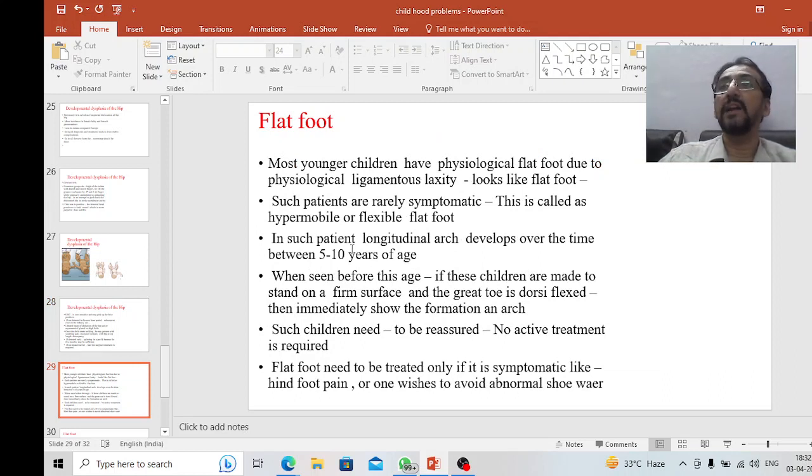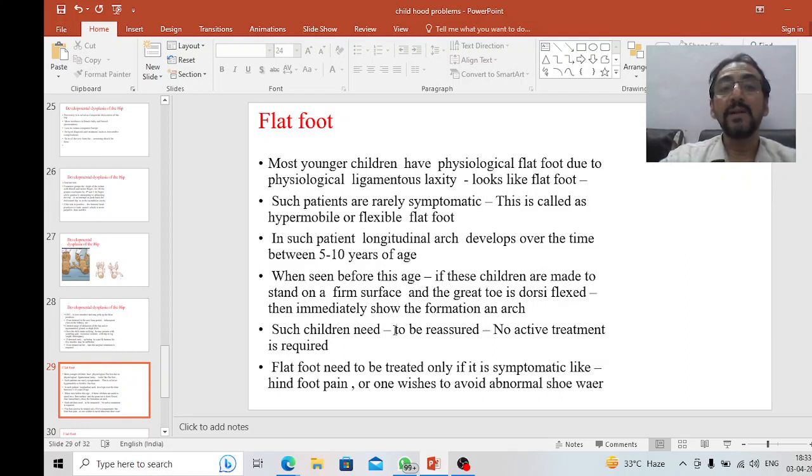Another last one is flat foot. Okay, another common problem which we'll see in day-to-day practice, that is flat foot. So most of the younger children have the physiological flat foot. जब newborn को आप देखेंगे, सभी बच्चों को देखने के बाद आपको ऐसा ही लगेगा कि इसको flat foot है. ठीक है, most of the younger children, so they have this physiological flat foot due to the physiological ligamentous laxity. जो foot का जो ligaments है उसमें थोड़ा बहुत looseness रहता है. इसकी वजह से newborn को देखते वक्त, he has got the flat foot.